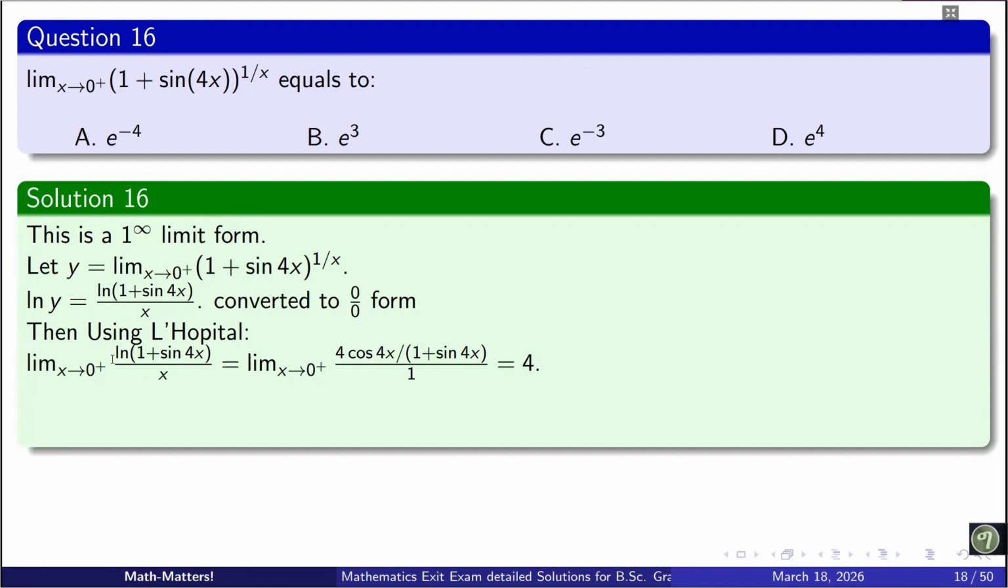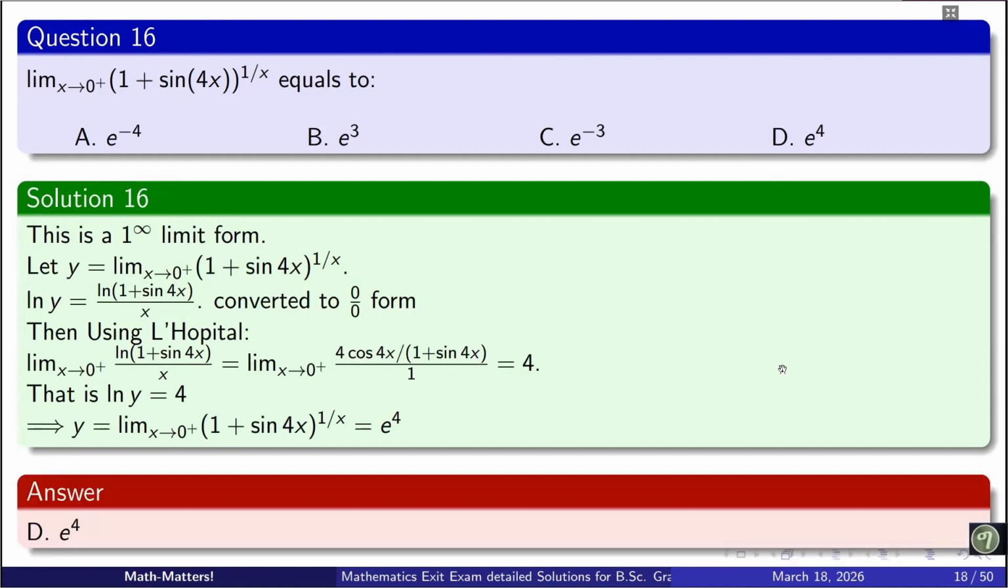But this, ln of the function, is equivalent to ln y. That is, ln y is equal to 4. Because we started by letting y be the limit of this function, in order to determine y, let us raise e to the exponent. So y, which is the limit of the original expression, is equal to e to the power of 4. So the answer for this one is D.